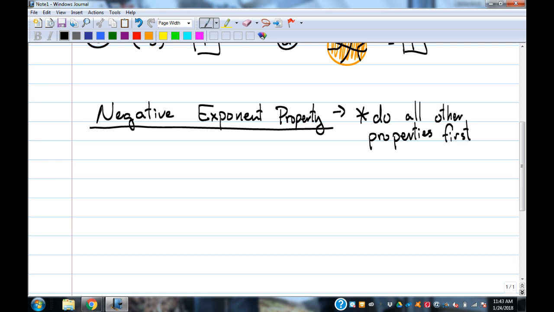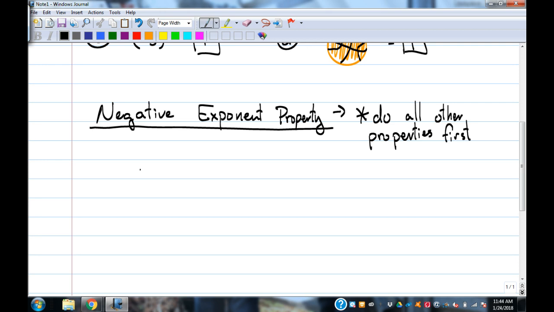The reason you want to do that is because if you fix the negative exponents at the beginning and then you do those other properties, you may end up with negative exponents again, and you got to fix them again. So it keeps you from having to fix the negative exponents 2 or 3 times during a problem. You just do it once at the end, okay? So you do all of the other properties first, and then you fix the negative exponents.